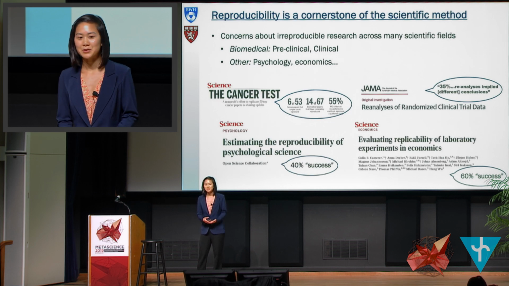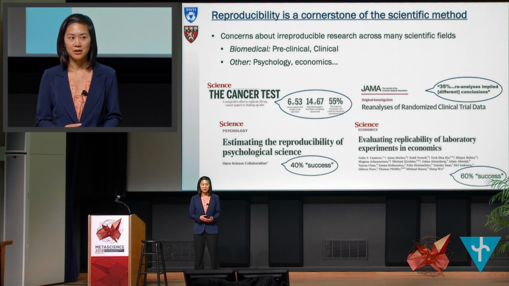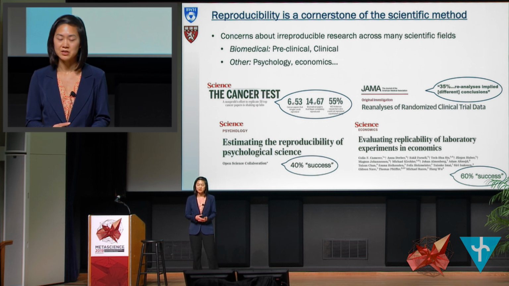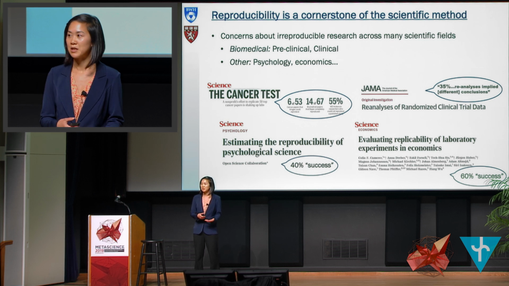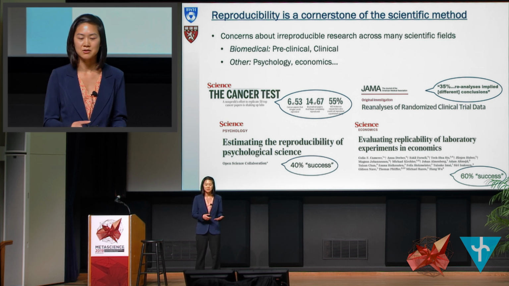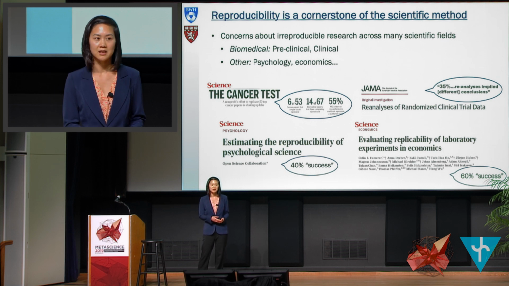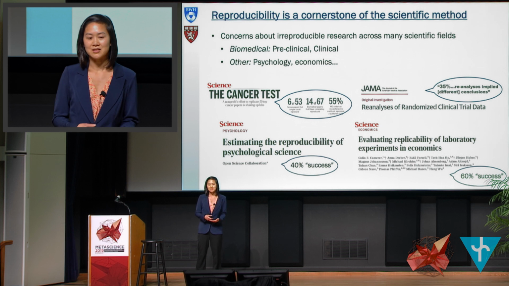So obviously, reproducible science is very important, and there have been concerns about reproducible research in many scientific disciplines. We've already heard about cancer biology. We're going to be hearing about psychology and economics, and there's also been some replication attempts in randomized clinical trial data. And a lot of these replication efforts have generally shown that there's room for improvement. But there hadn't been a similar effort in my field up until this point.